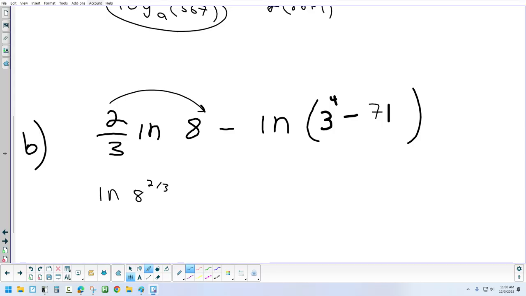Okay, we'll come back to that. And then here they've given us a calculation. We should just simplify it. We just did 3 to the 4th. That was 81. It's 81 minus 71. 10.